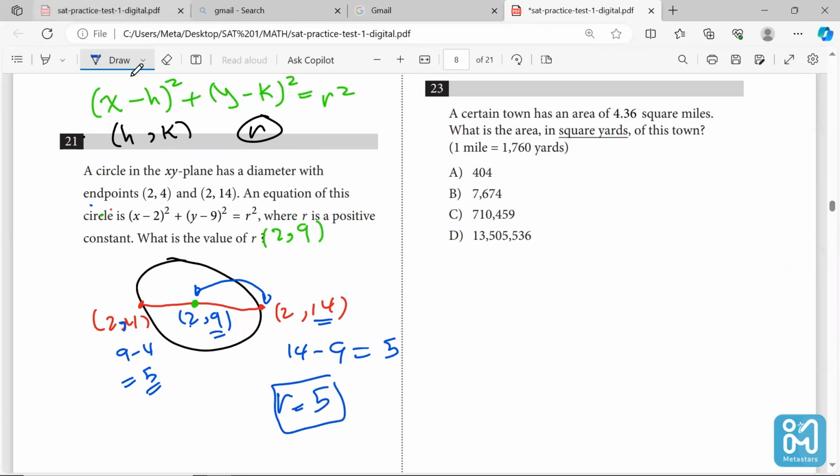I think we have a question. How did you get 2 and 9? From the question here, focus.